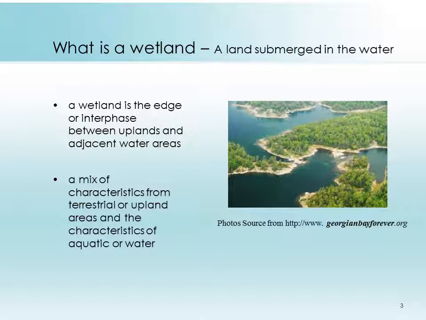A wetland is a land submerged in water. A wetland is the edge between upland and water. A wetland has a mixture of characters of land and water.